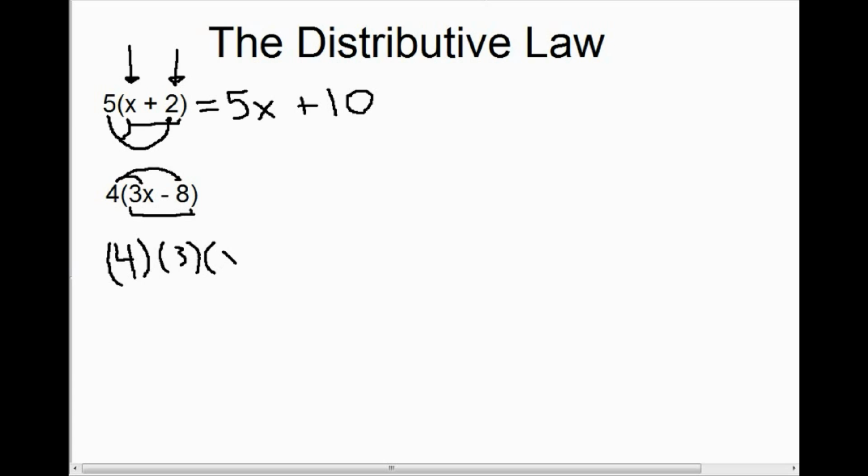And there is a part of that we can simplify. We can do 4 times 3. 4 times 3 is 12. We still have times x. That we can't really simplify, so we have to leave it as 12x. 4 times minus 8 is minus 32. And once again, that's as far as we can go because these are not like terms.